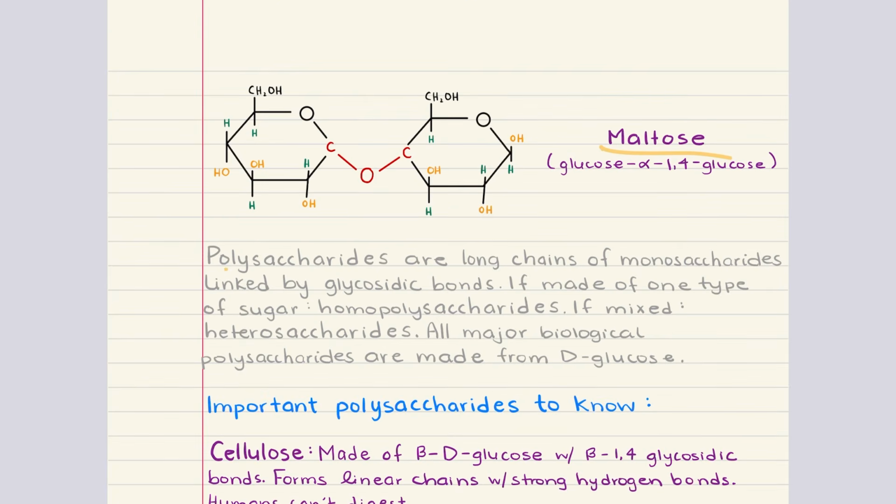Now, moving on to polysaccharides. These are long chains of monosaccharides that are linked together by glycosidic bonds. If the polysaccharide chain is made up of only one type of sugar, it's called a homopolysaccharide. If it's made up of a mix of different sugars, then it's called a heteropolysaccharide. In biological systems, the main sugar that's used to build polysaccharides is D-glucose. Now let's go over some important polysaccharides that you're going to need to know for the MCAT.